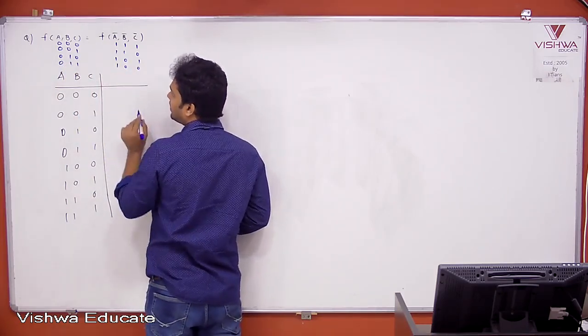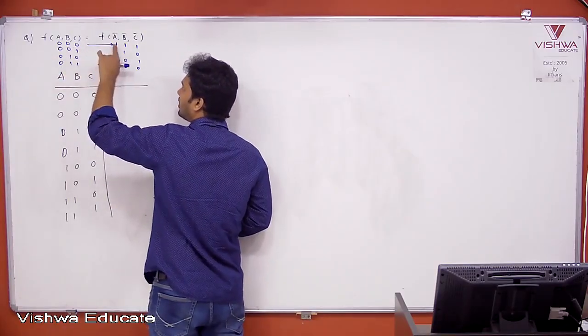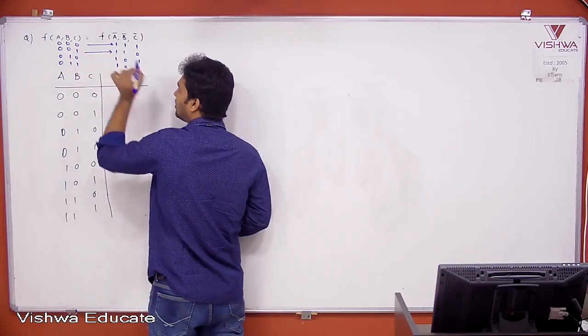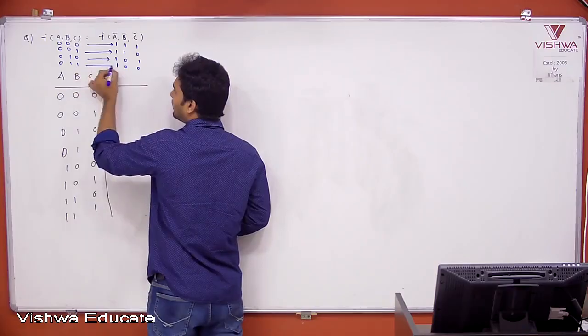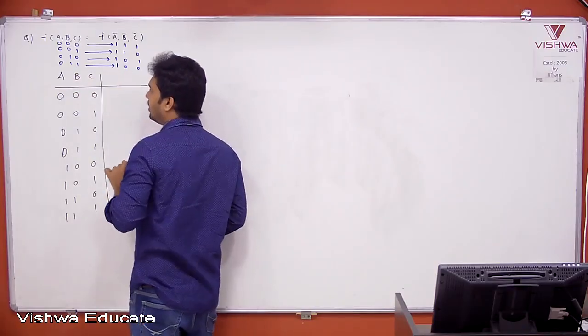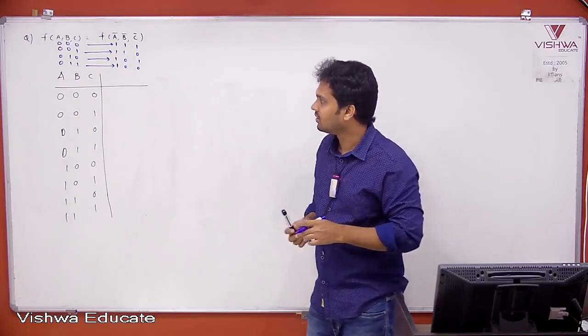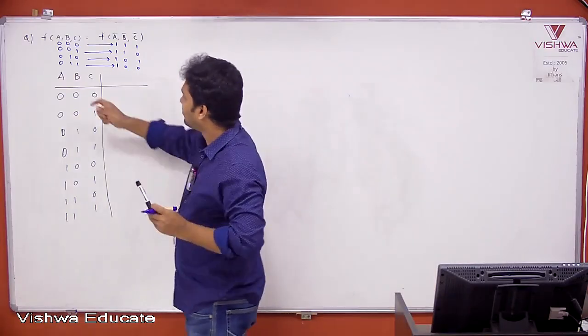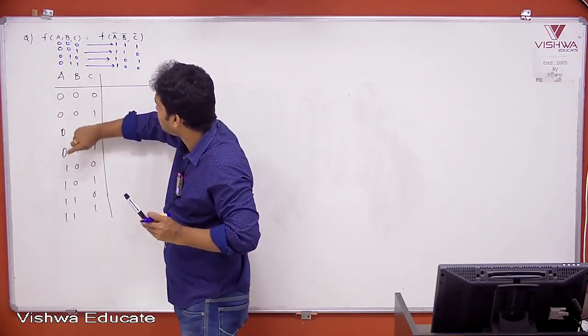Or you can understand, the function should have the same output for 0 and 7. The function should have the same output for 1 and 6. Same output for 2 and 5. Same output for 3 and 4. Then we can say it is satisfying that particular condition. Is it clear? The function F of ABC, where ABC can be all zeros to all ones.